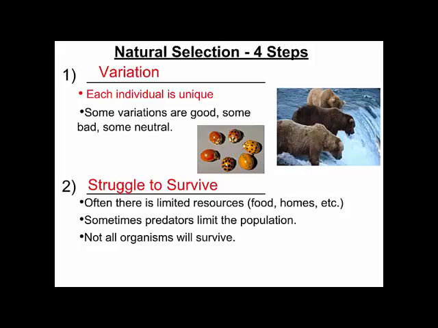Why would some get more food than others? Because they get a better habitat. Maybe they're stronger, bigger, smarter, more camouflaged. Maybe some of these variations help them be more successful. And those that are more successful are going to survive better. And if they can survive, what does that mean they can do after? They can then reproduce. So those that survive can then reproduce.